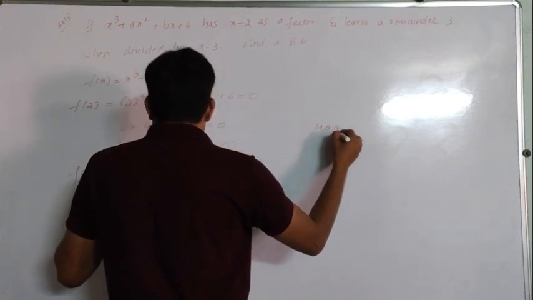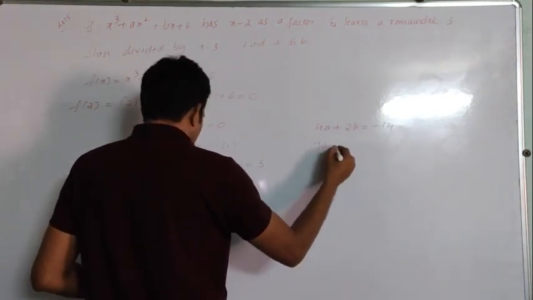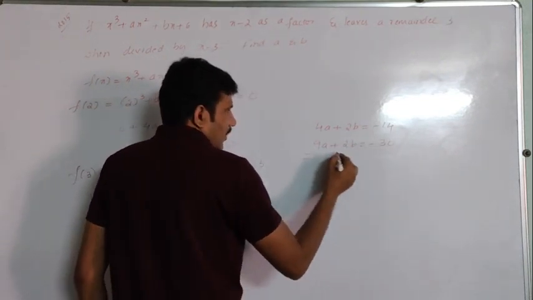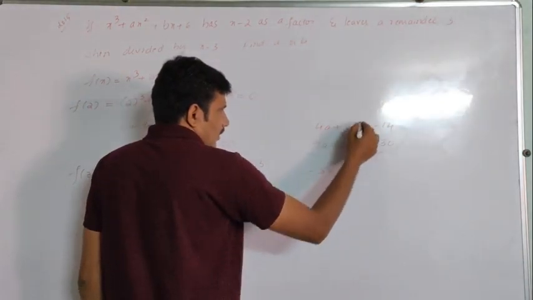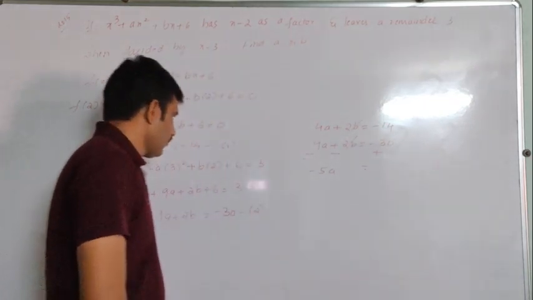That is 4a plus 2b is equal to minus 14. What is the second equation? 9a plus 2b is equal to minus 30. Now it is minus, plus. 4a minus 9a is minus 5a. Now this will get cancelled. 14 plus 30, 14 correct.